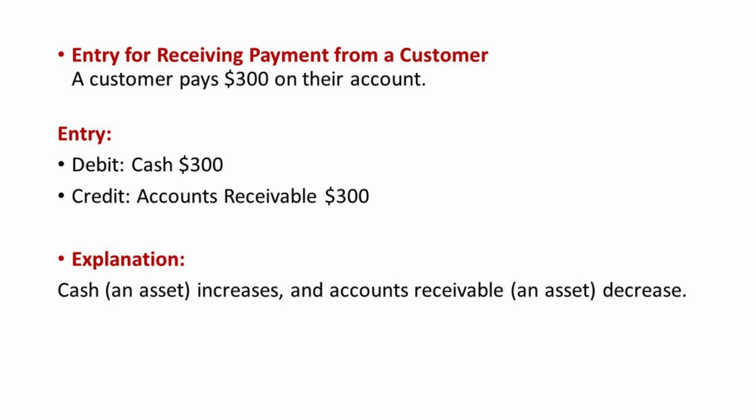Entry for receiving payment from a customer. A customer pays $300 on their account. Entry: debit, cash $300. Credit: accounts receivable $300. Explanation: cash, an asset, increases, and accounts receivable, an asset, decreases.